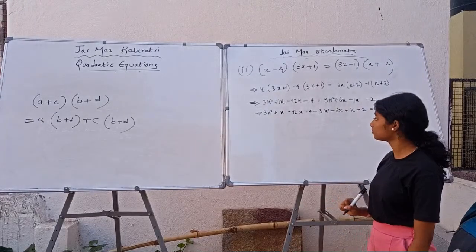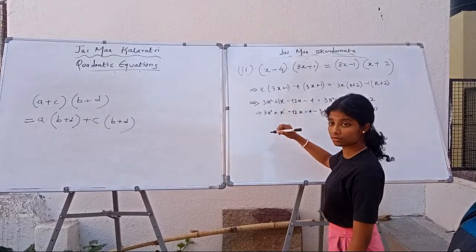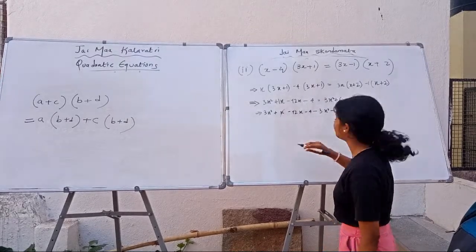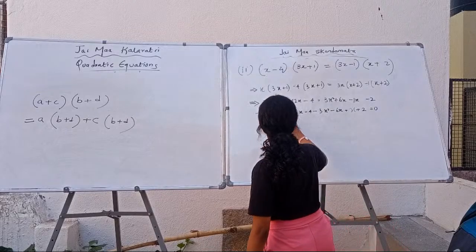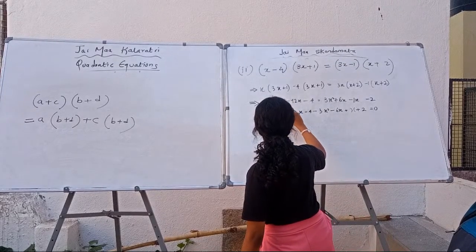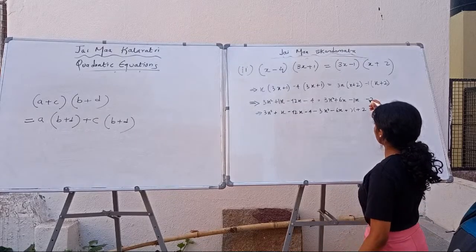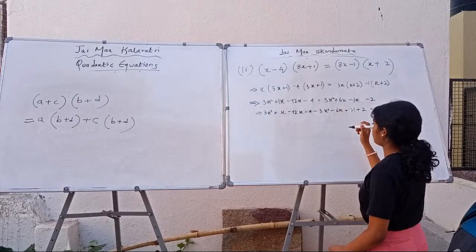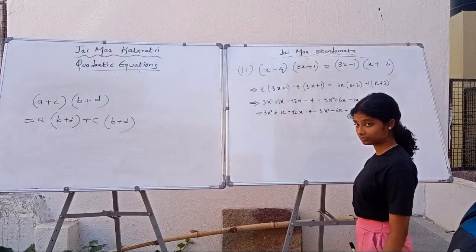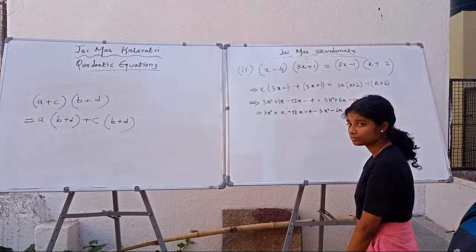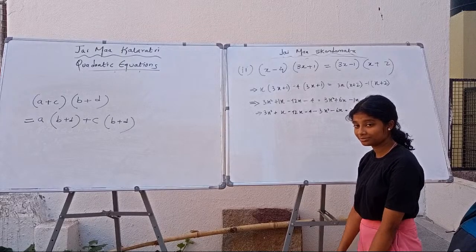Now, what you can cancel, you cancel. Wait. It is x plus x, right? It will become 2x. See properly. Tell me first before cancelling. Minus 4 plus 2 will be minus 2. Correct.